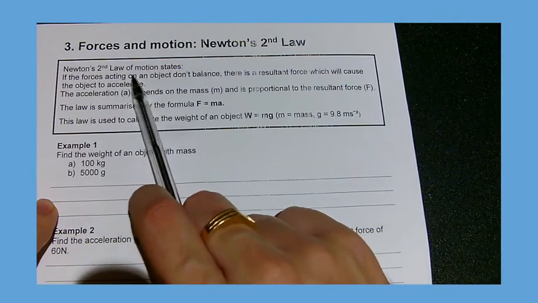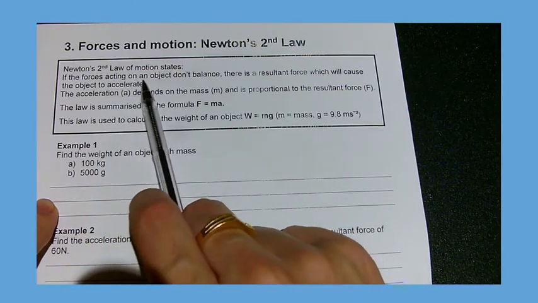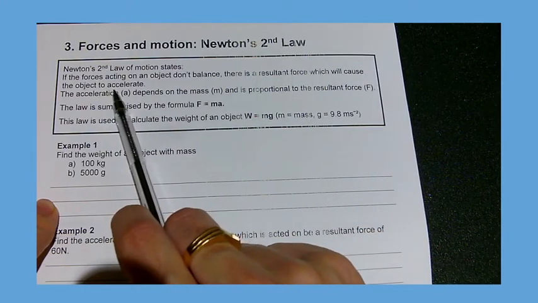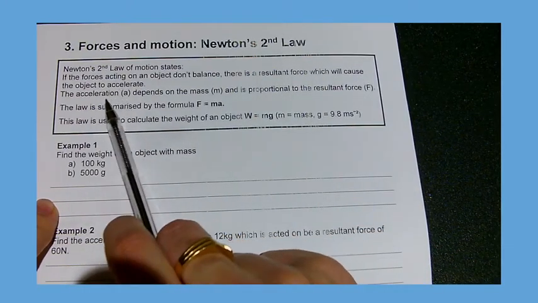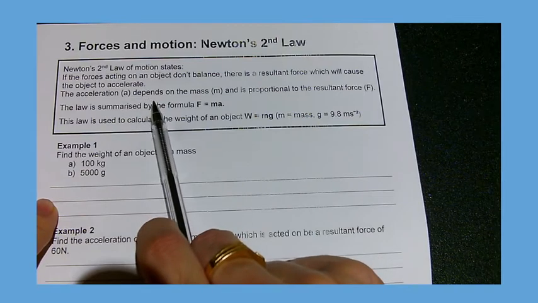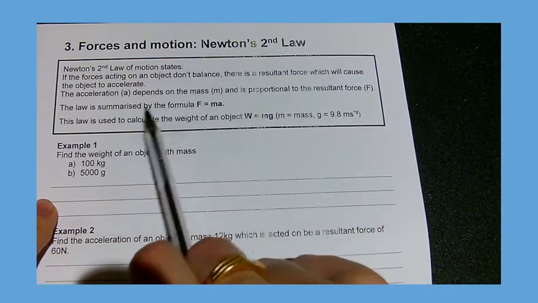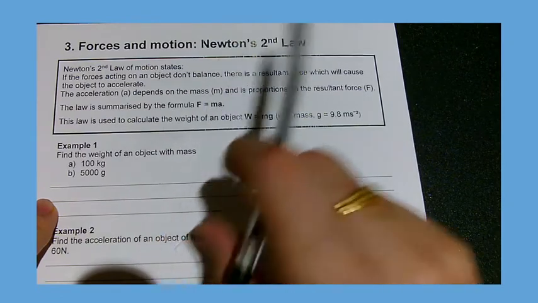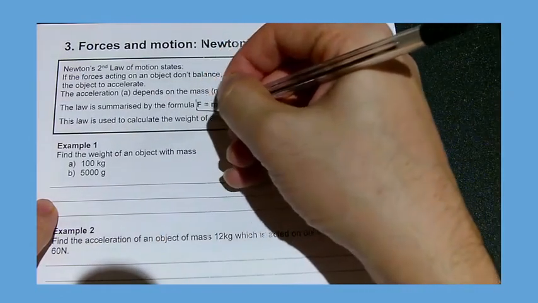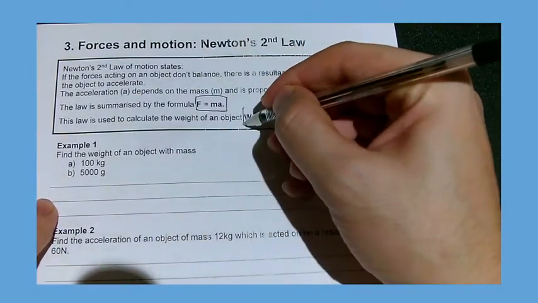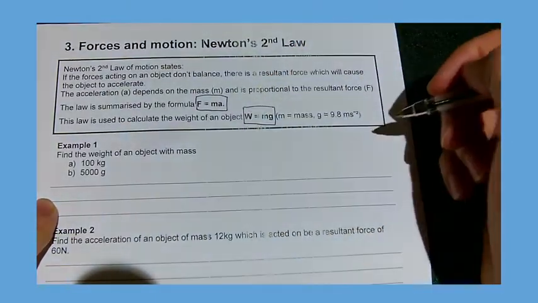Newton's second law of motion states, if the forces acting on an object don't balance, there is a resultant force which will cause the object to accelerate. The acceleration which this object will experience depends on the mass and is proportional to the resultant force. And this law is summarized by this formula, F equals ma. This law is used to calculate the weight of an object. Weight equals mass times g.